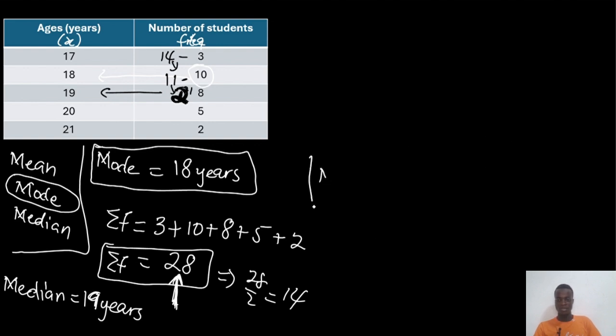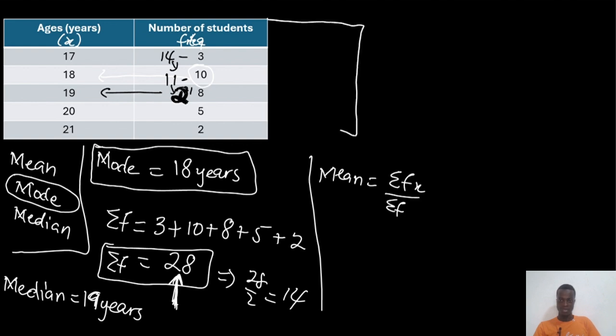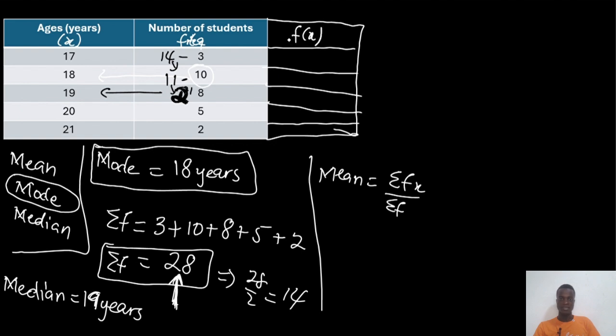So we know that mean, let me put a session here. So mean is equal to sigma fx over sigma f, right? So now I need to find my sigma fx. So I'll go and create another session here. So this one, let me call it fx. Fx is just the product of this frequency and the x item.